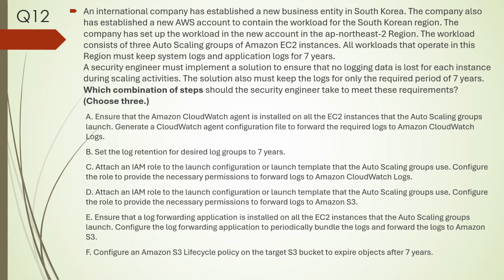Ensure the log forwarding application is installed on all EC2 instances that the auto-scaling group launches. Configure the log forwarding application to periodically bundle the logs and forward the logs to Amazon S3. Configure an Amazon S3 lifecycle policy on the target S3 bucket to expire objects after 7 years.